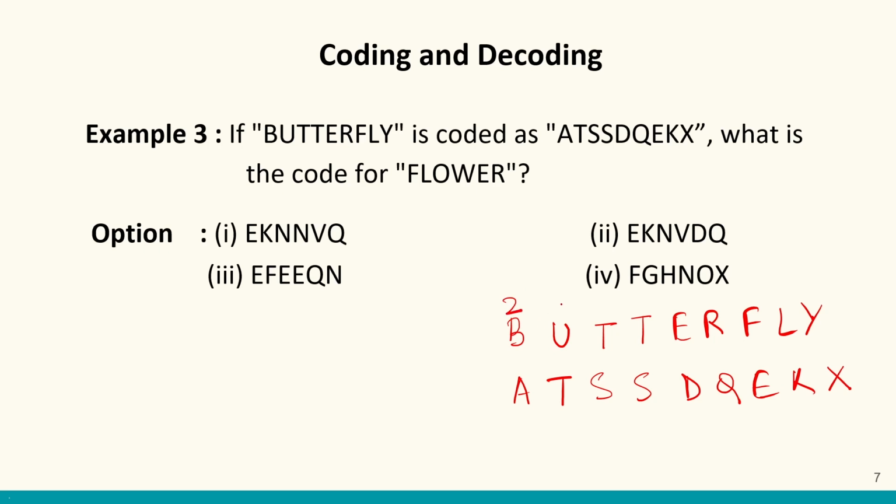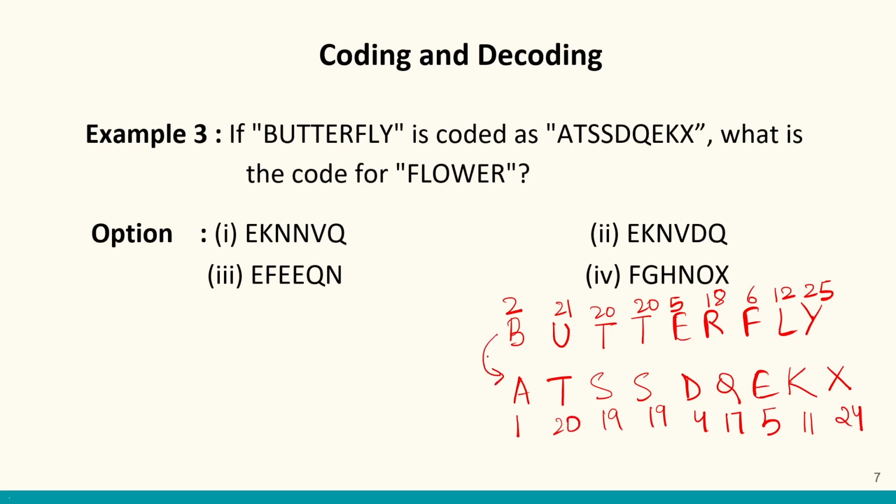2. U will be coded as 21, 20, 25. The rank for R is 18, 6. The rank for L is 12, and for Y it is 25. So for A it is 1, 20, S is 19, D is 4, Q is 17, E is 5, and this is K. K is ranked at 11 and X is ranked at 24. So here I can clearly see that we are moving one position backwards in all of these cases.